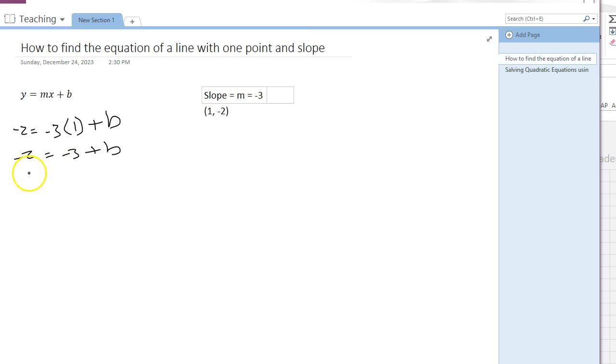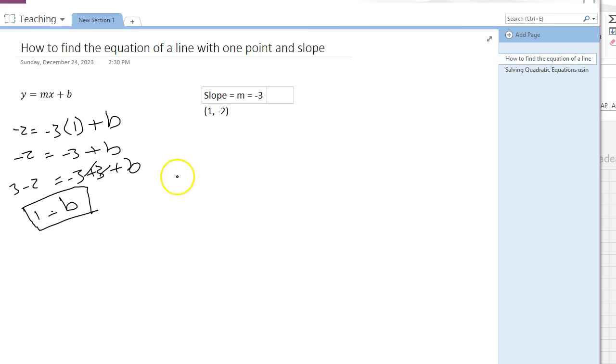So we add 3 to both sides. 3 minus 2 equals -3 plus 3 plus b. These two will cancel out. 3 minus 2 is 1 is equal to b. That is your b.